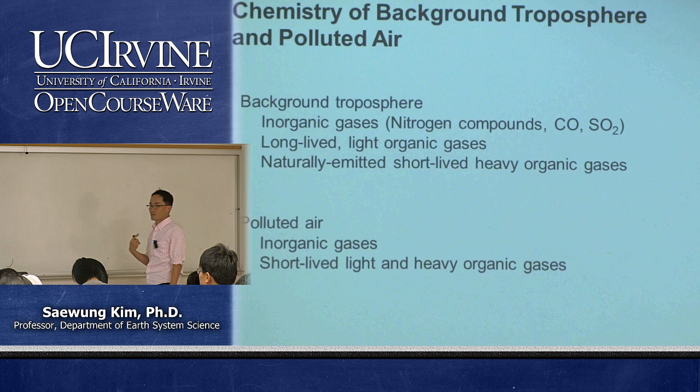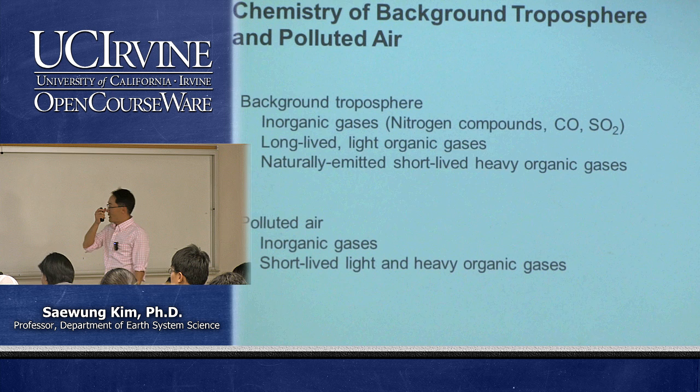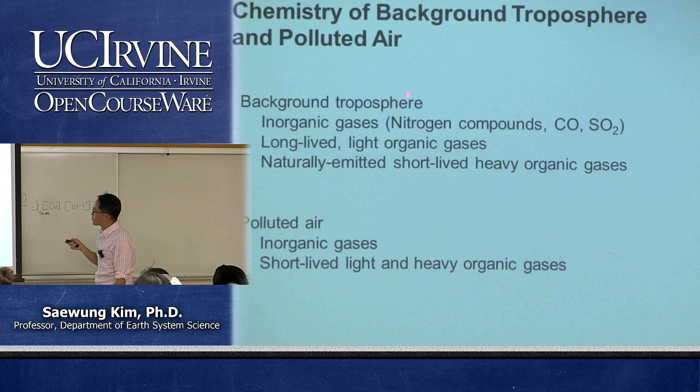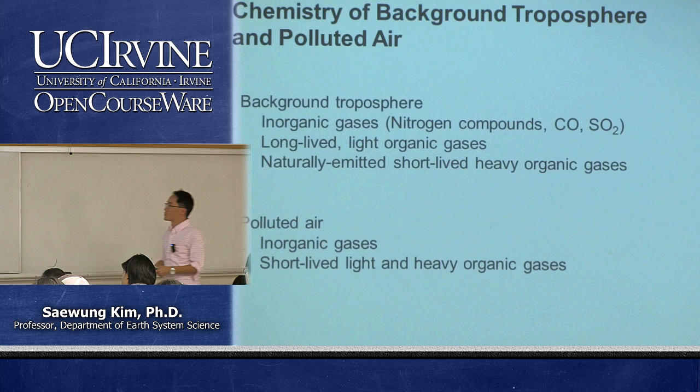And then CO can be coming from wildfire. Actually, NO is also coming from wildfire. And then there are some background organic gases also coming from the trees, things like that. But the problem is we add higher concentrations of these nitrogen compounds, CO, and VOCs, volatile organic compounds. That causes excess production of ozone, and that builds up the ozone in the atmosphere.